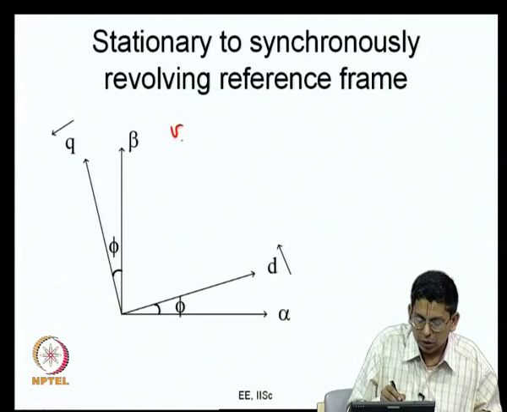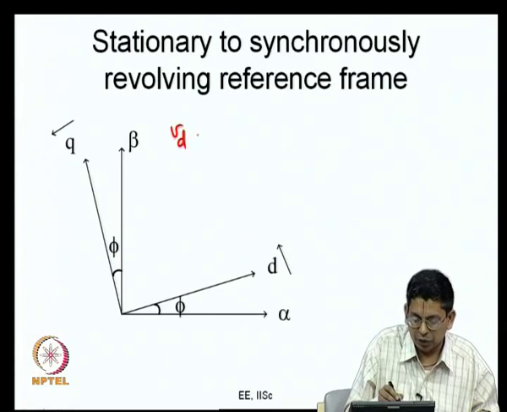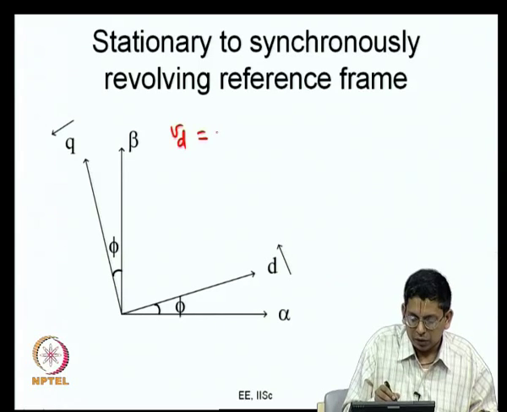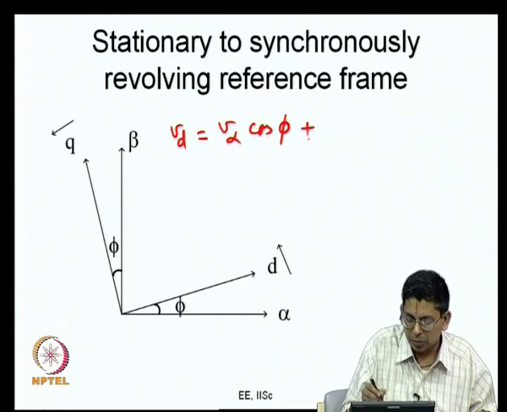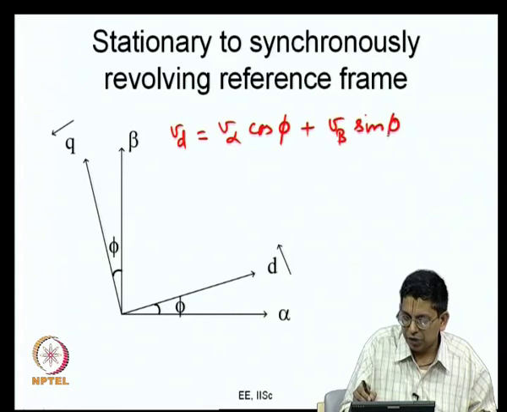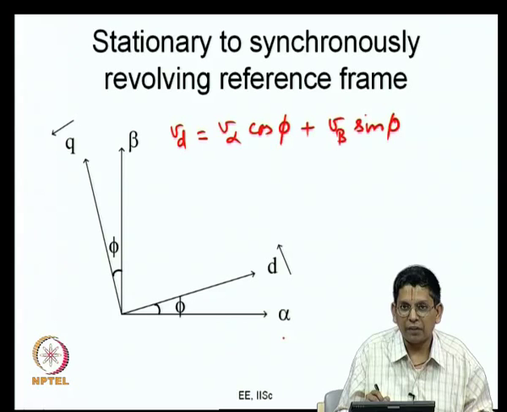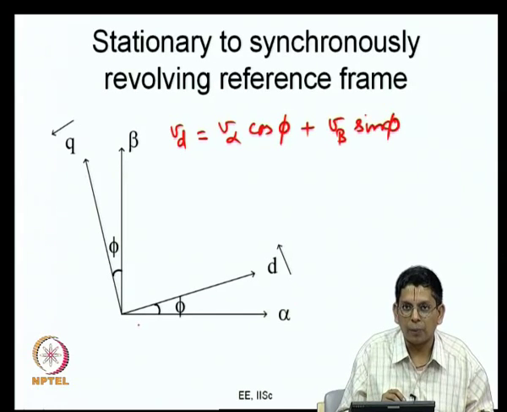what you can look at is you can say that this d axis voltage, if you have any, that will be V alpha times cos phi plus V beta times sin phi. So, given V alpha, V beta and phi, this is what you have now.